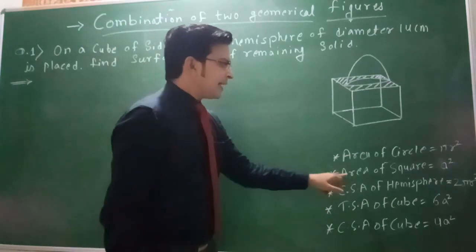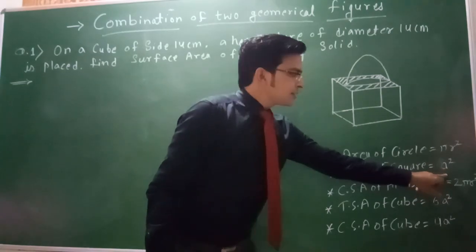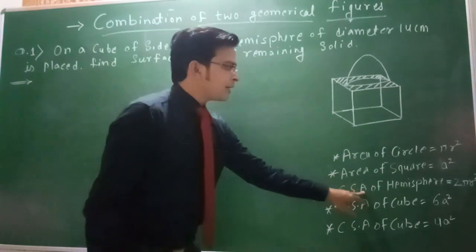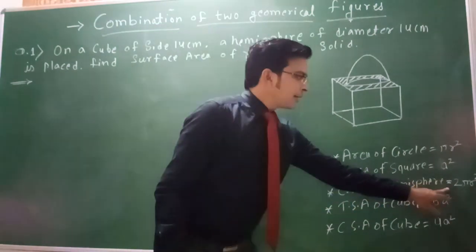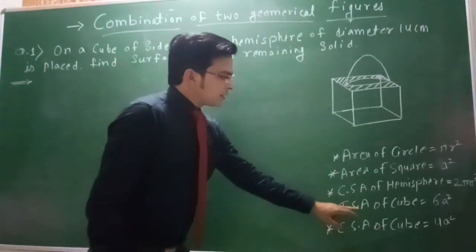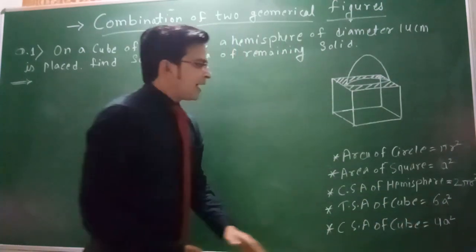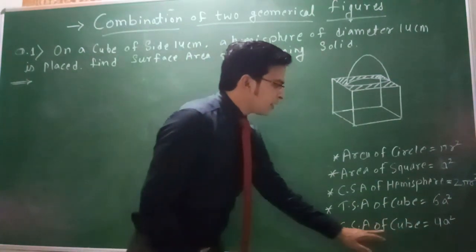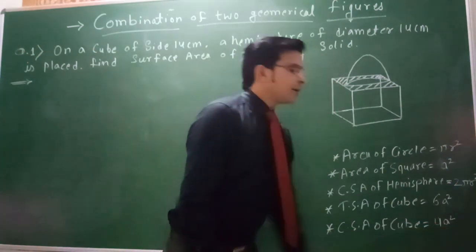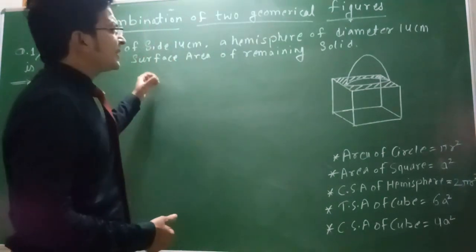Now second one is the area of square, which is nothing but side square, and here side is denoted by a, so a square. Third one is the curved surface area of hemisphere, which is 2 pi r square. Fourth one is the total surface area of cube, which is 6a square. And last one is the curved surface area of cube, which is 4 times side square, that means 4a square. So we have to use these formulas for solving this question.